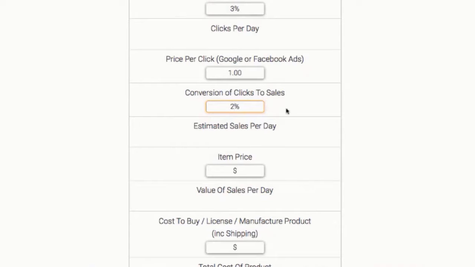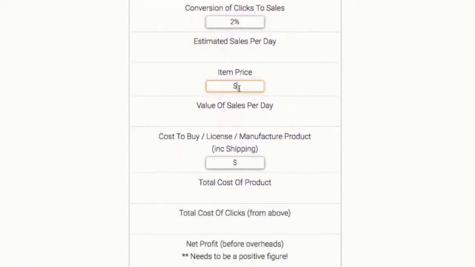So yeah, we don't know what the estimated sales per day are yet. Let's say we're selling an item priced at around $79. That's not too expensive, is it? And then the cost to buy, license or manufacture your product is 0 if you're selling a digital product.